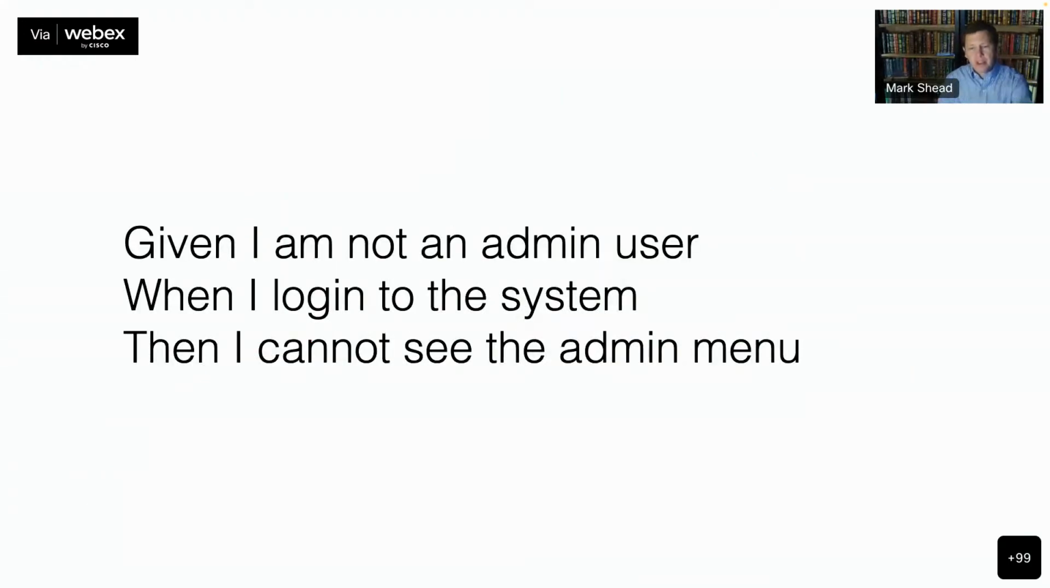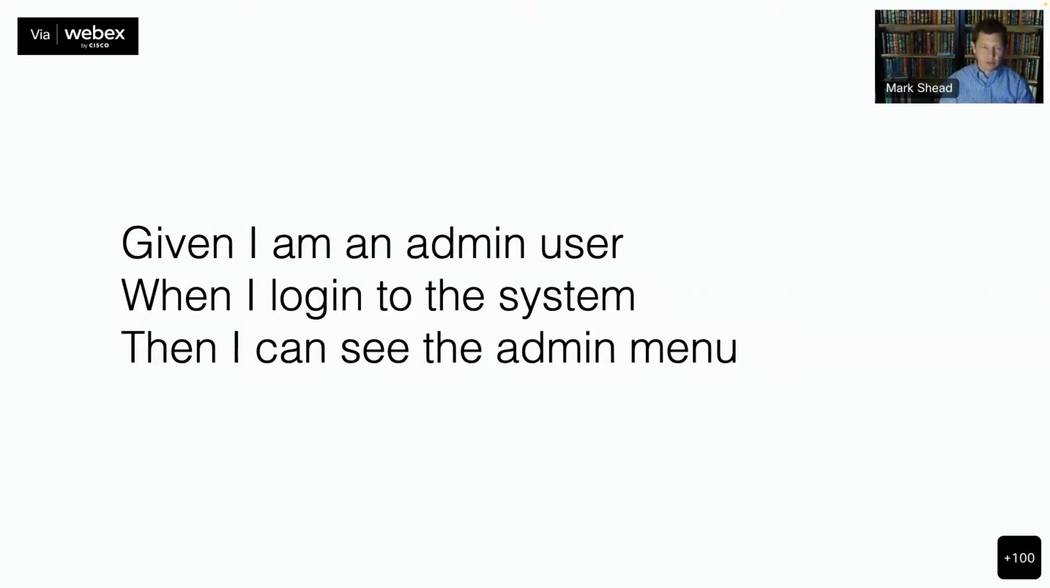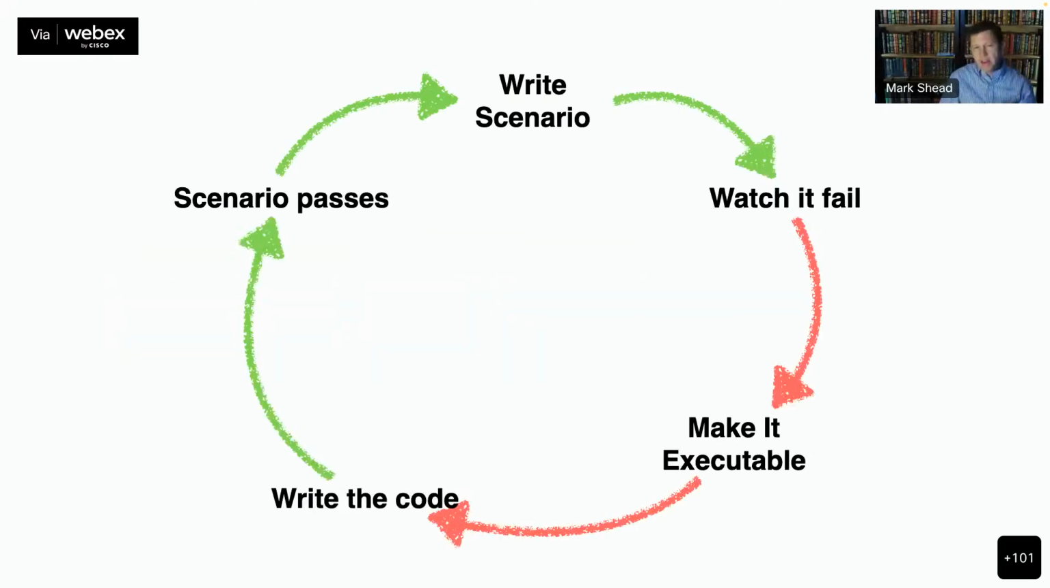So here's an example. Given I am not an admin user, when I log into the system, then I cannot see the admin menu. Okay, that's very simple, explains what we expect to have happen. And the reverse of that, given I am an admin user, when I log into the system, then I can see the admin menu. And we would take those things, those would be the scenarios, we'd watch it fail, make them executable, write the code, and then eventually the scenario should pass.